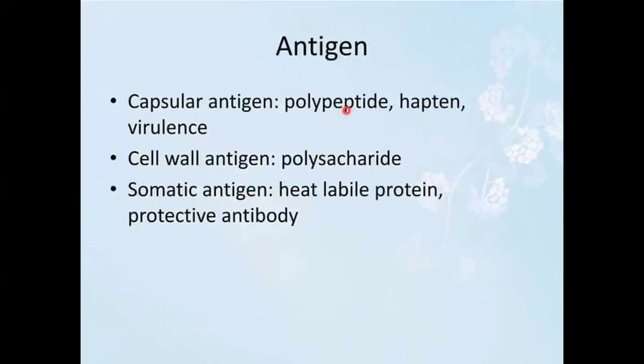Now we go to the virulence factors of Bacillus anthracis. Number 1, we have the capsular antigen, which is made up of polypeptide, a hapten, and this is a virulence factor. What did we say is the function of a capsule? Someone tell me. What did you say is the function of a capsule in all the organisms that we have gone through and that we are going to go through?